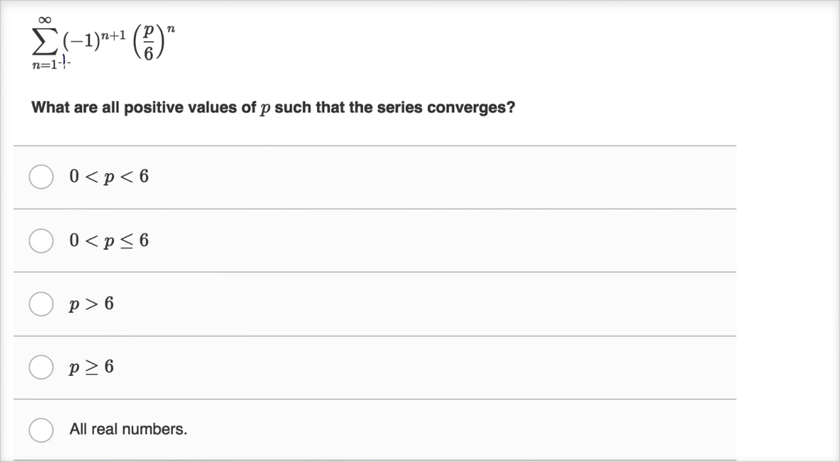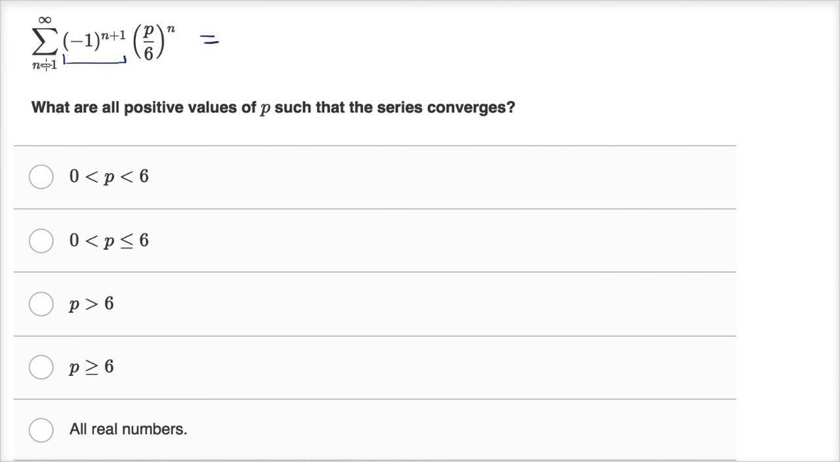This negative 1 to the n plus 1, as n goes from 1 to 2 to 3, is just going to alternate between positive 1, negative 1, positive 1, negative 1. So we're going to have alternating signs. So that might be a little bit of a clue of what's going on. And actually, let's just write it out.